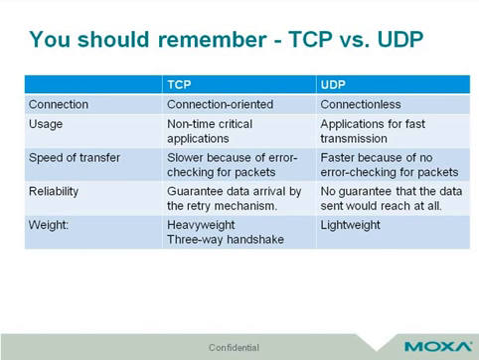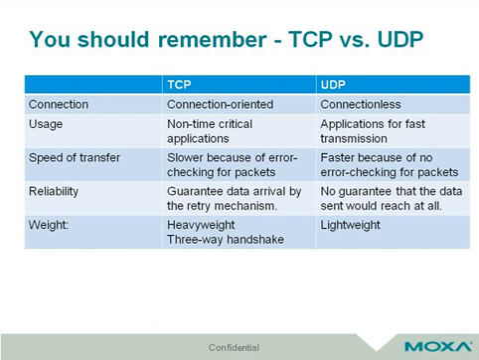Speed of transfer. The speed for TCP is slower than UDP because of error checking for packets. UDP is faster because there is no error checking for packets. Reliability. For TCP, there's absolute guarantee that the data arrives and remains intact with the retry mechanism. For UDP, there's no guarantee that the messages or packets will reach at all.